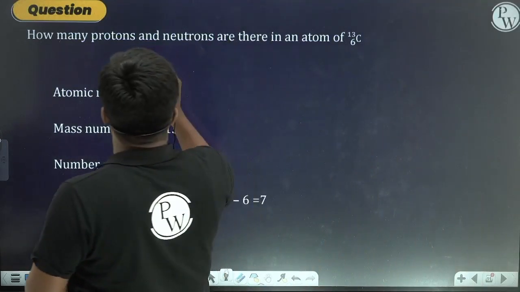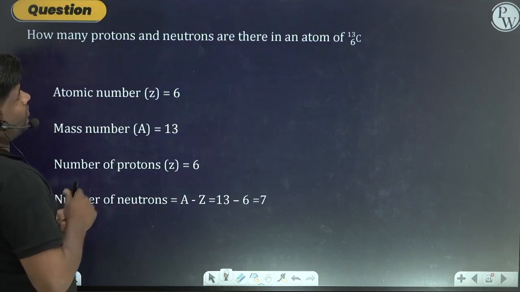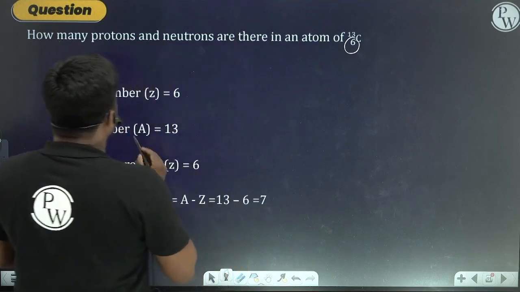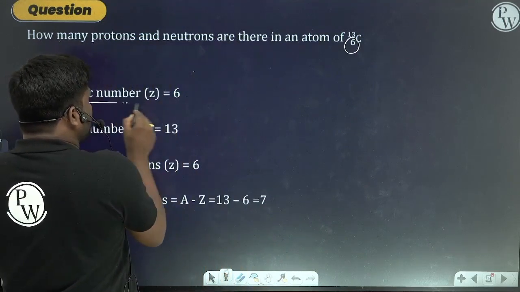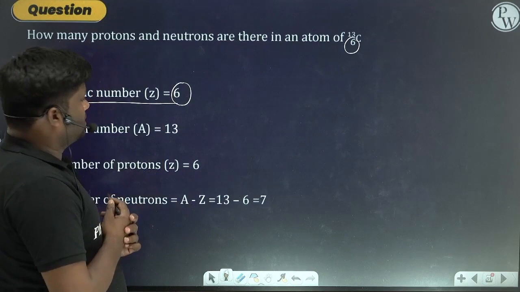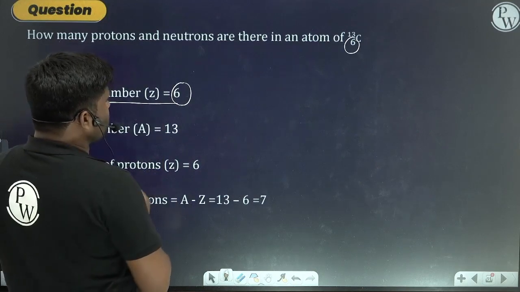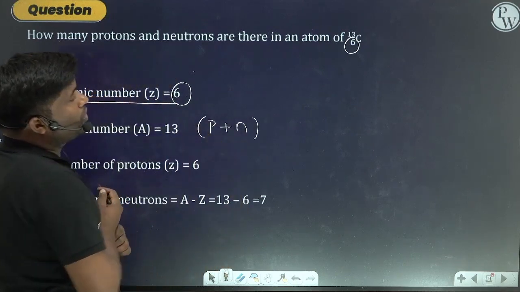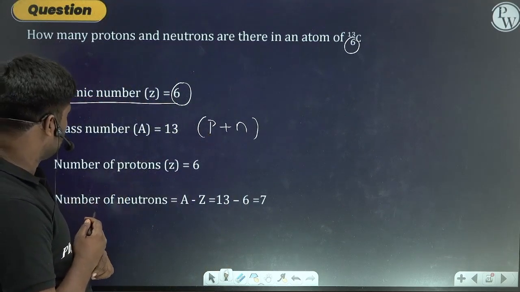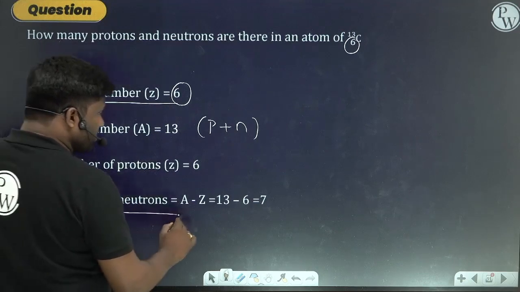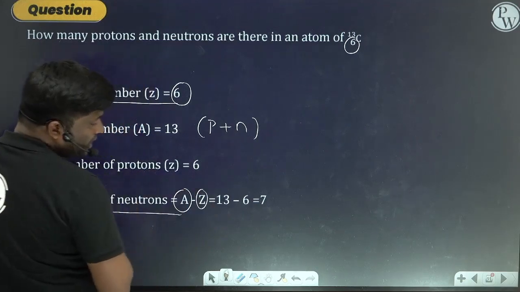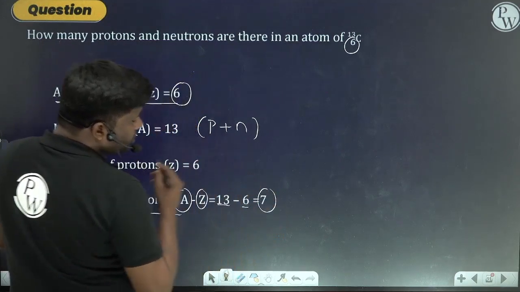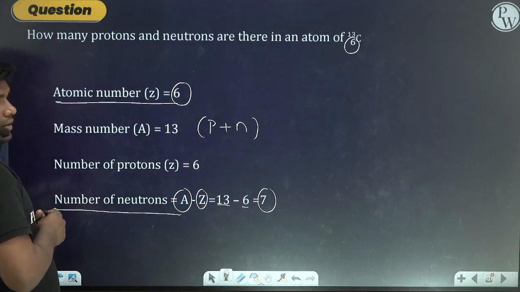How many number of protons and neutrons are there in an atom of carbon C-13? 6 means what? Protons. Number of protons is equal to atomic number. So atomic number is how much? 6. Mass number. Mass number means what? Protons plus neutrons. But you don't know how many number of neutrons present. So to find the number of neutrons, what do we do? Mass number minus atomic number. Mass number 13 minus atomic number 6 is number of neutrons, that is 7. Right? Number of neutrons 7.